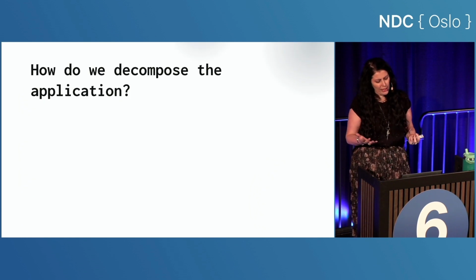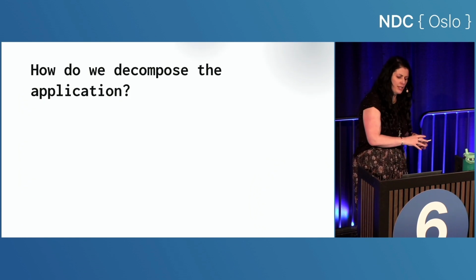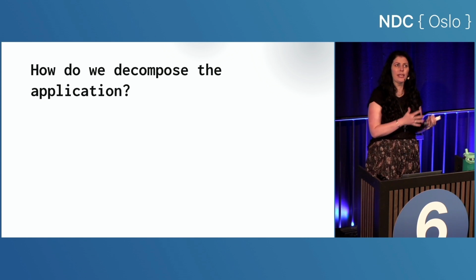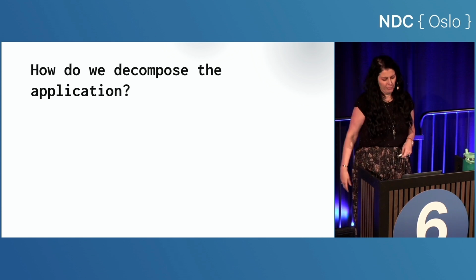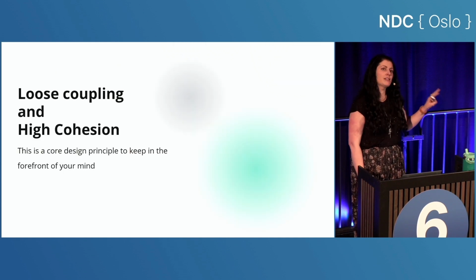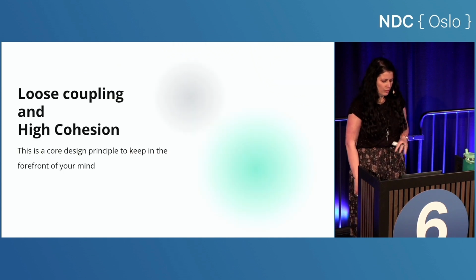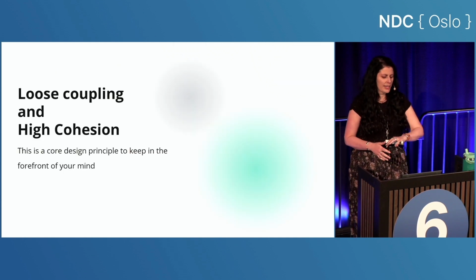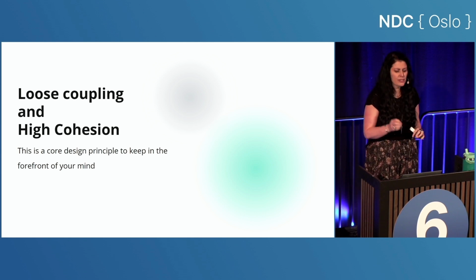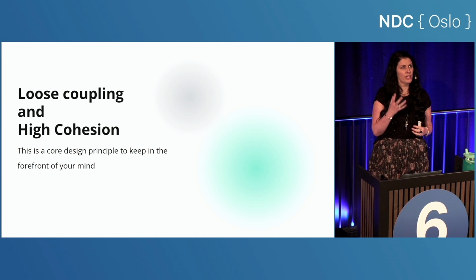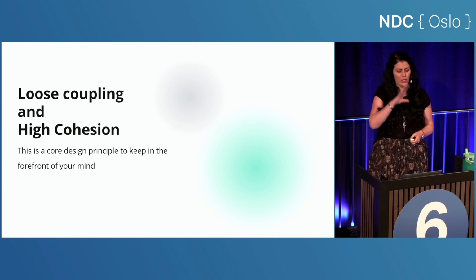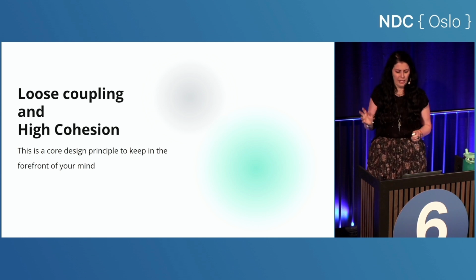So you may be wondering, how do we go about decomposing the application into these modules? Because it's very easy for me to say, just slice it up into 3. We go back to that golden rule. We have loose coupling and high cohesion. And this really is a core design principle to keep in the front of your mind, all right? You won't get very far without this.